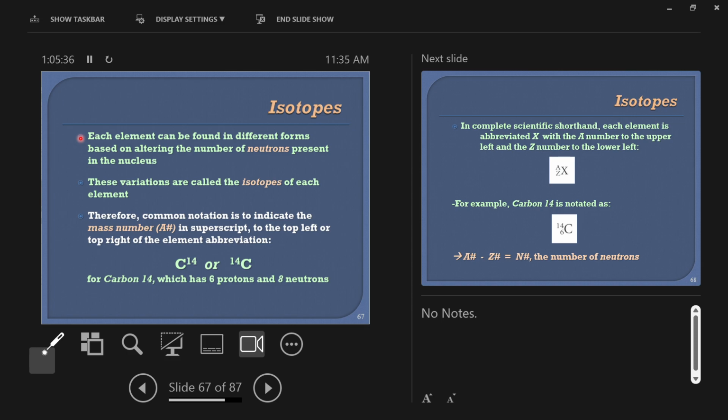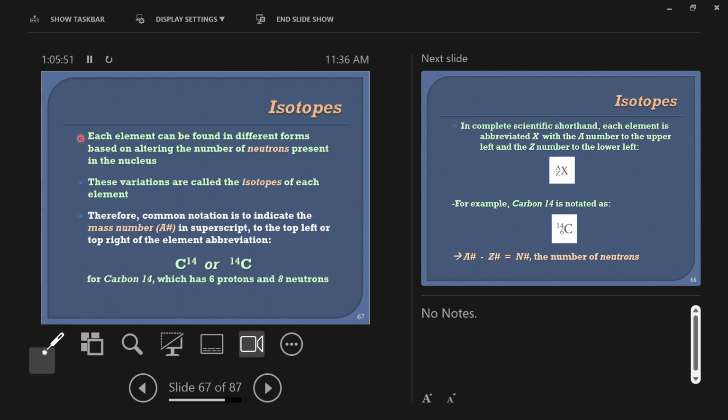Every atom of carbon has what? How many protons? 6. No matter what. All of them have 6. If carbon didn't have 6 protons, it wouldn't be carbon. It would just be something else. Okay? The atomic number of carbon is 6, and it will always be 6.